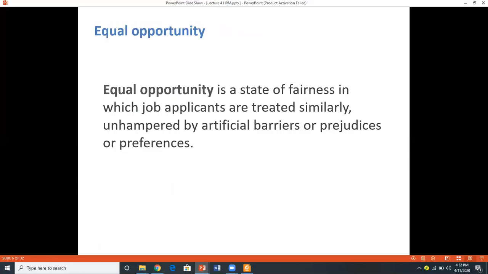Equal opportunity. What is equal opportunity? Equal opportunity is a state of fairness in which job applicants are treated similarly, unhampered by artificial barriers, prejudice, or preferences. This is equal opportunity.